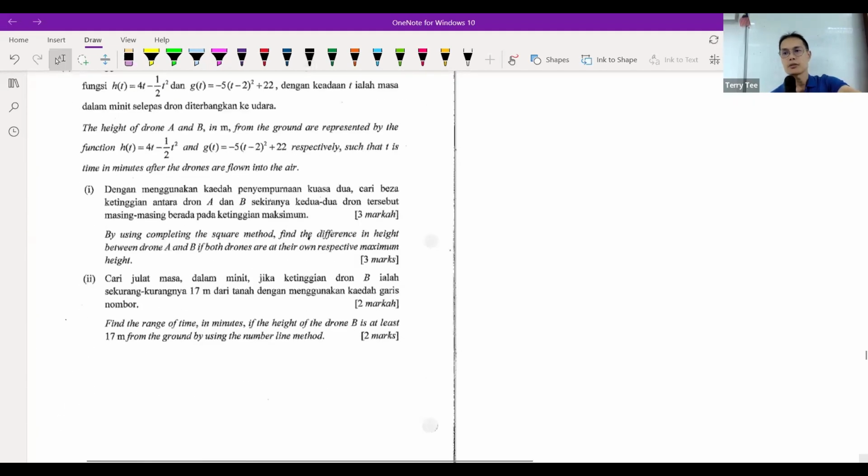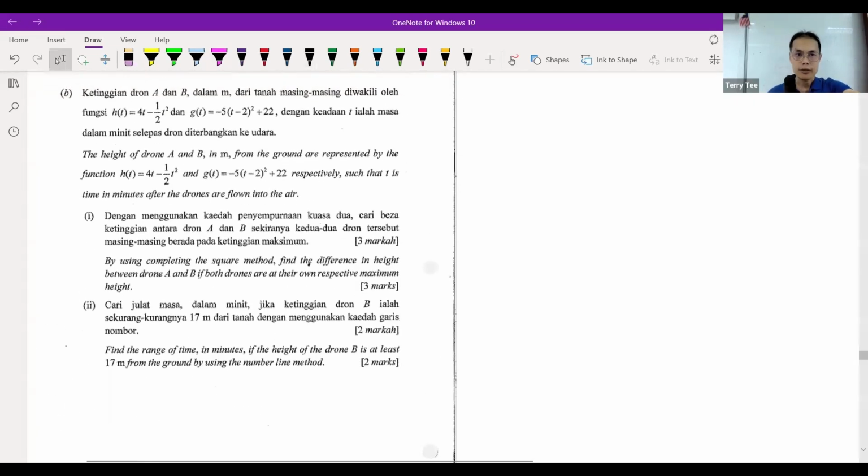So here you have a quadratic function. The heights of drone A and B from the ground are represented by these two functions, such that t is time in minutes after the drones are flown into the air. So by completing the square, find the difference between the height of drone A and B if they are at the maximum height. So actually for H, you have to complete the square. For G, no need. It's already in vertex form.